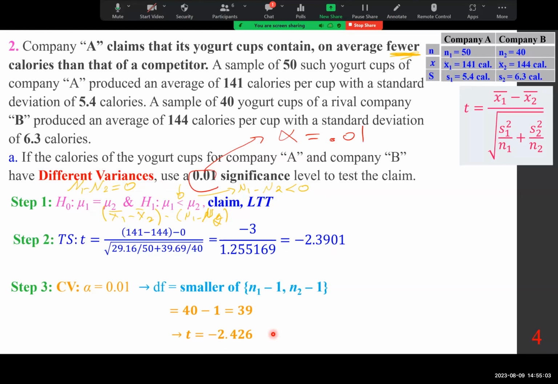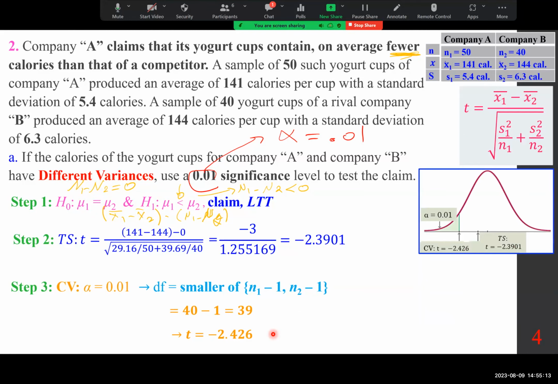And we always do the drawing. It's truly helpful to see the location of the critical value versus the test statistic. So in this case, the critical value is negative 2.426, and this area, this alpha, is 0.01. Test statistic, negative 2.3901, is a little bit larger than that. It's way into the non-rejection region. None of those values are to scale. The point is it's in the non-rejection region. This is the tail and the rejection region. This is a non-rejection region.